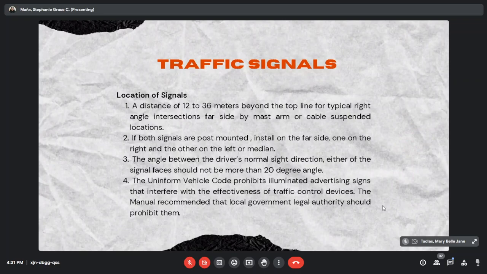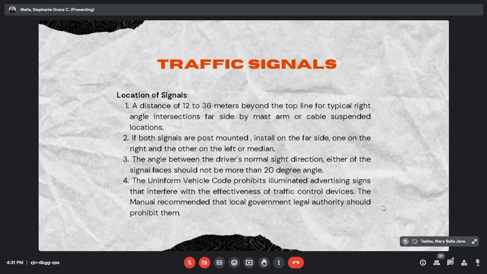Location of signals. A distance of 12 to 36 meters beyond the stop line for a typical right angle intersection, far side, by mast arm or cable suspended location. If both signals are post-mounted, install them on the far side, one on the right and the other on the left or median. The angle between the driver's normal sight direction and either of the signal faces should not be more than 20 degrees.